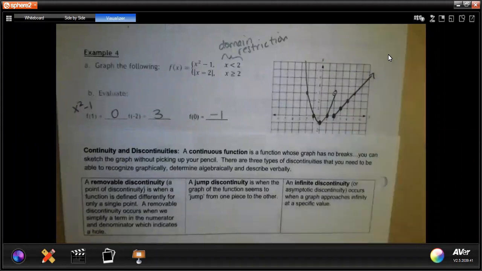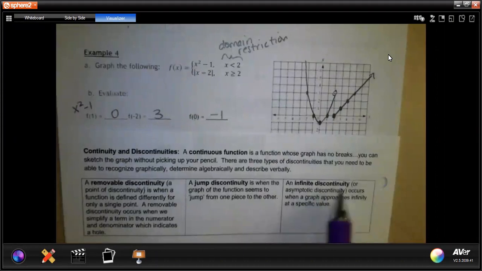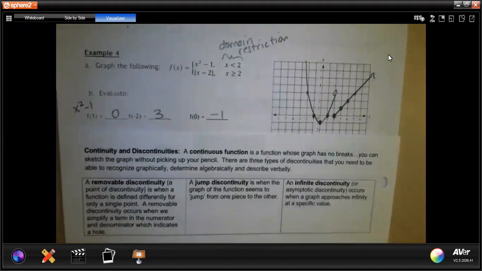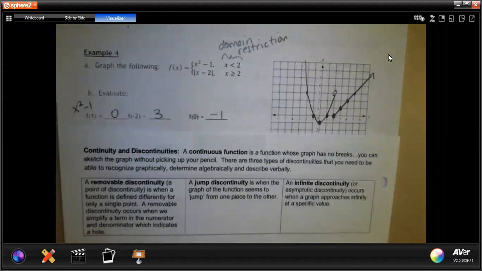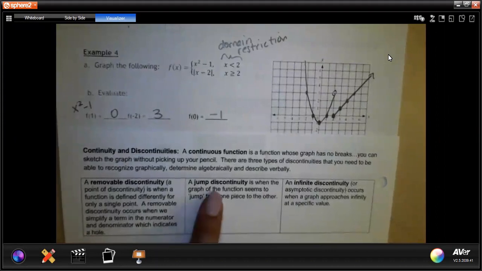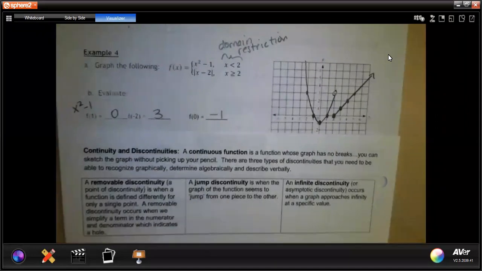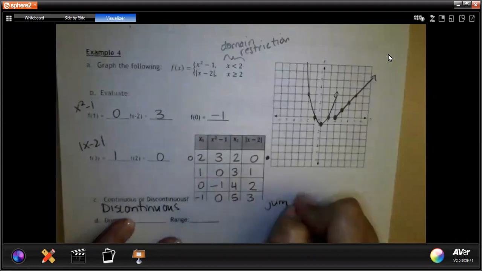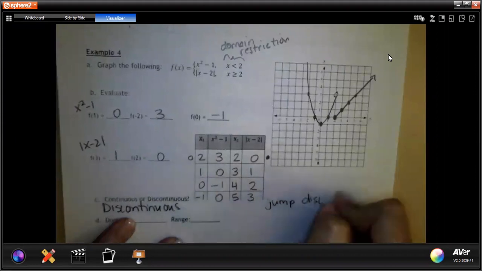And the last one is an infinite discontinuity or asymptotic discontinuity. Occurs when a graph approaches infinity at a specific value. We saw that on rationals. They had the 2 pieces that never connected. So it jumped from one to the other because of the asymptote. So that's where you'll see an infinite discontinuity. The most popular one you're going to see in piecewise is the jump discontinuity. And that's what that one was. So I'll go ahead and label it over here. That was a jump discontinuity.